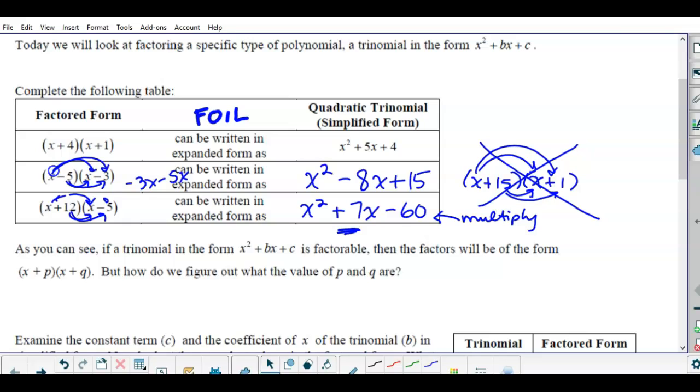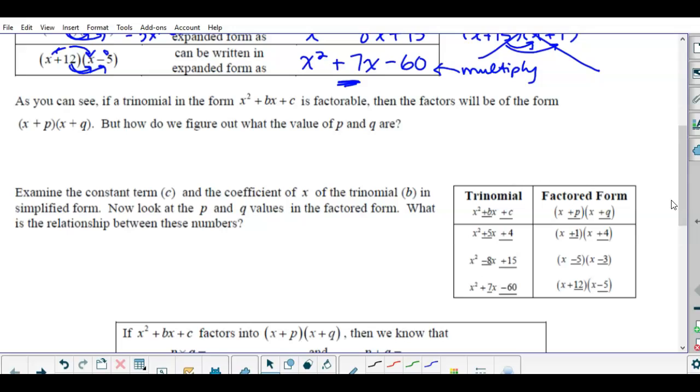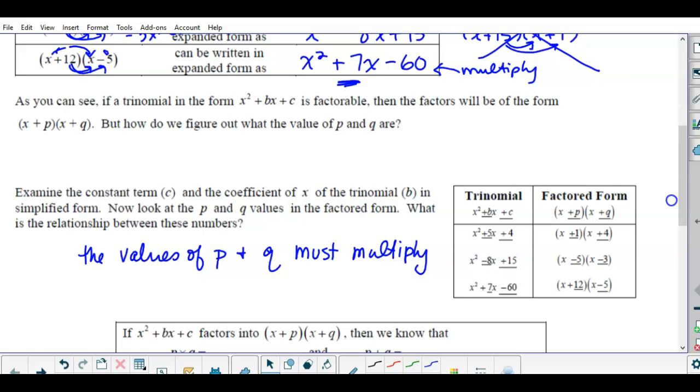So how do we figure out the value of p and q? As I just said, we want to look at the constant term. So 4 we found by 1 times 4. 15 we found by negative 5 times negative 3. Negative 60 was 12 times negative 5. And then they added to those coefficients. So the values of p and q must multiply, and we're going to write it out in words. I've summarized it, but I want you to write it out yourself.